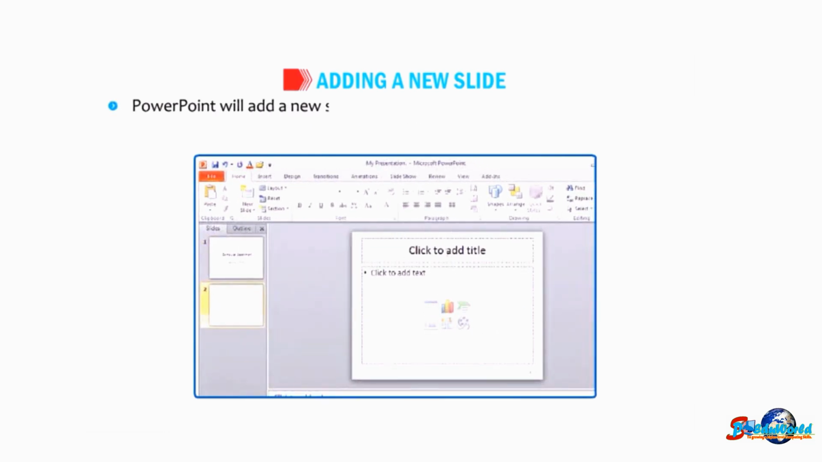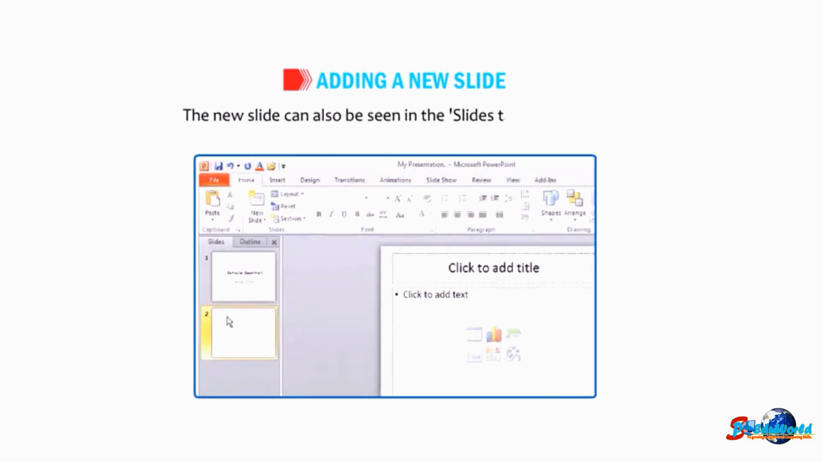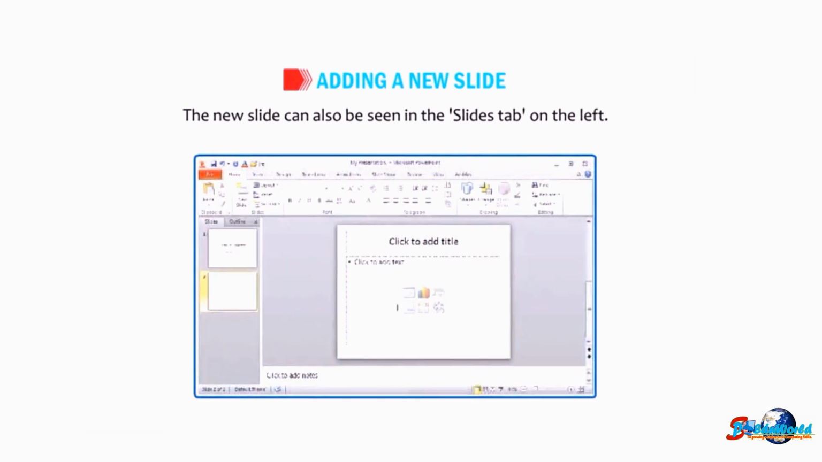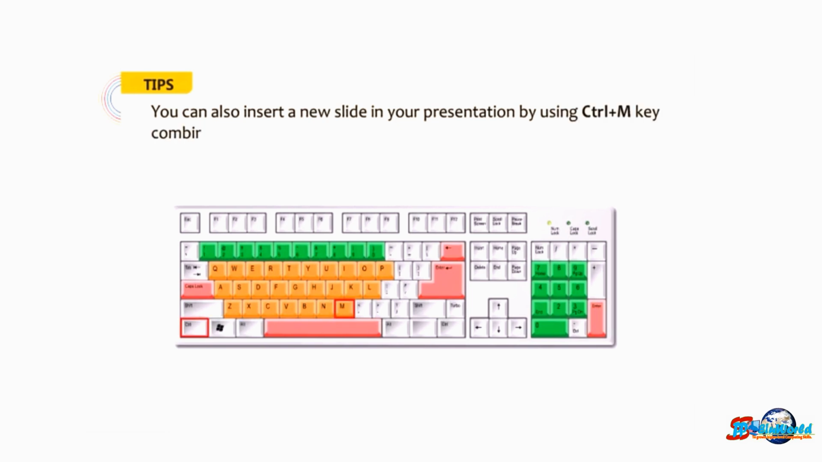PowerPoint will add a new slide with the selected layout in the center of the PowerPoint window. The new slide can also be seen in the Slides tab on the left. Let me give you a tip. You can also insert a new slide in your presentation by using Ctrl plus M key combination.